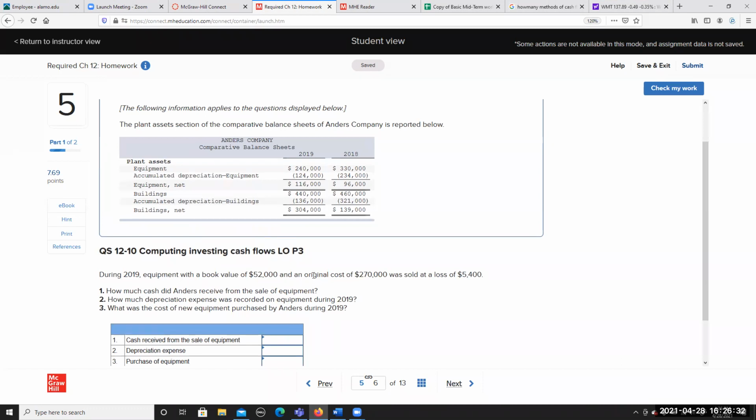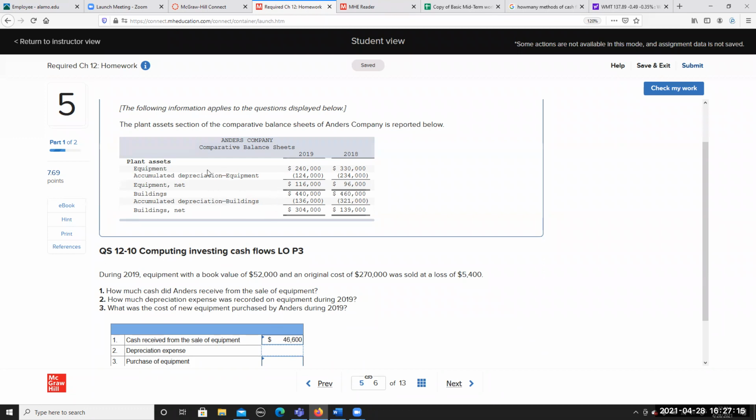All right, so cash received from a sale of equipment. Equipment with a book value of 52 was sold at a loss. So the thing is, if 52,000 is the book value, and it's a loss of 5,400, anything above 52,000 made a gain, anything below, a loss. So if I take 52 minus 5.4, it means they got 46.6. Okay. And what was the depreciation? How much depreciation expense was recorded on the equipment?